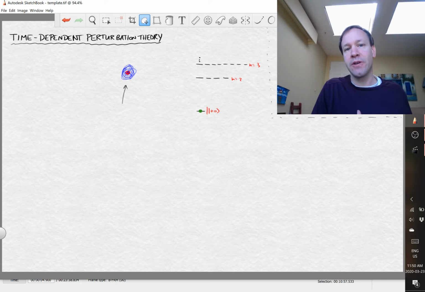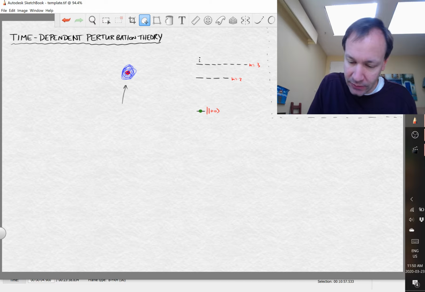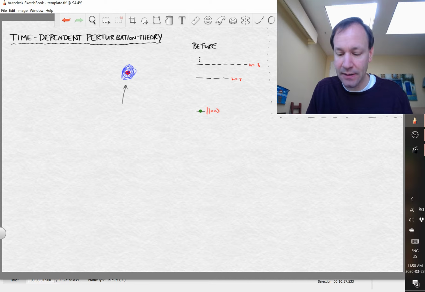So before the electromagnetic wave passes by, we just have a hydrogen atom, and so that hydrogen atom electron is going to be in some particular state. Let's imagine it's the ground state. So that's what I've drawn here. We have this before picture where the electron is in the ground state of the hydrogen atom.